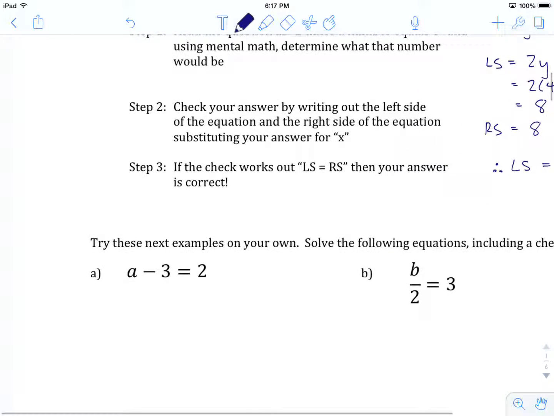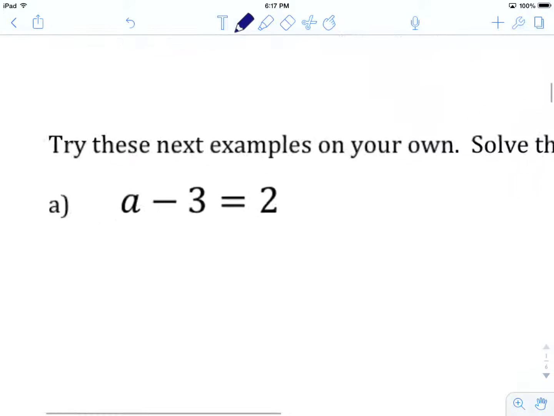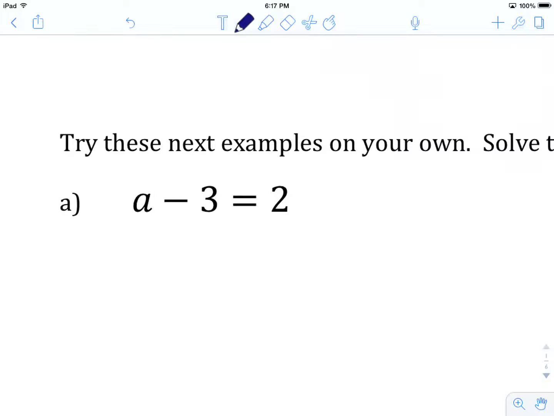So what I'd like you to do is give example A a try by yourself. So hit pause here in the video. When you think you have an answer using mental math for A that makes the left side equal to the right side, and be sure you include a check, come on back and we'll see how you did. Alright, let's get a look at this.